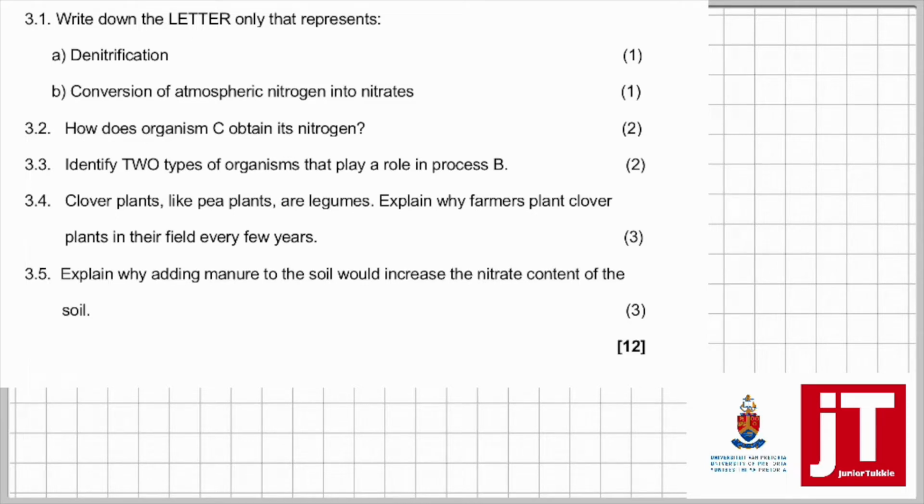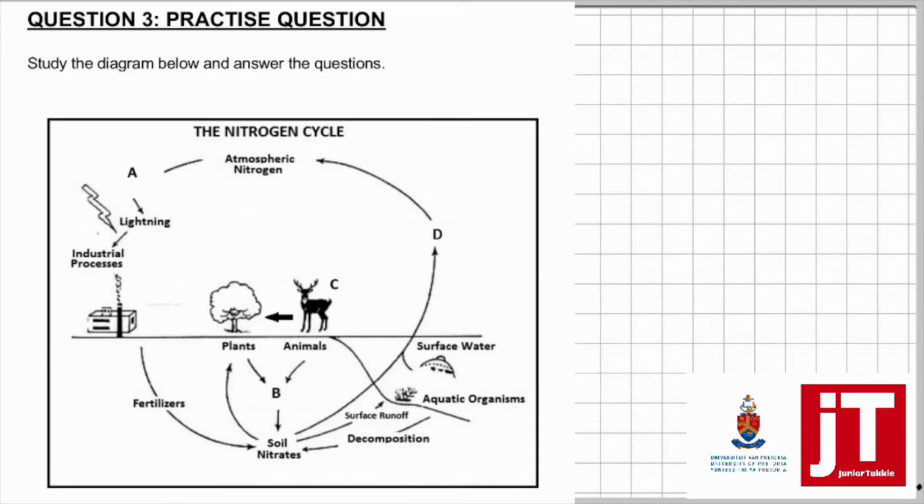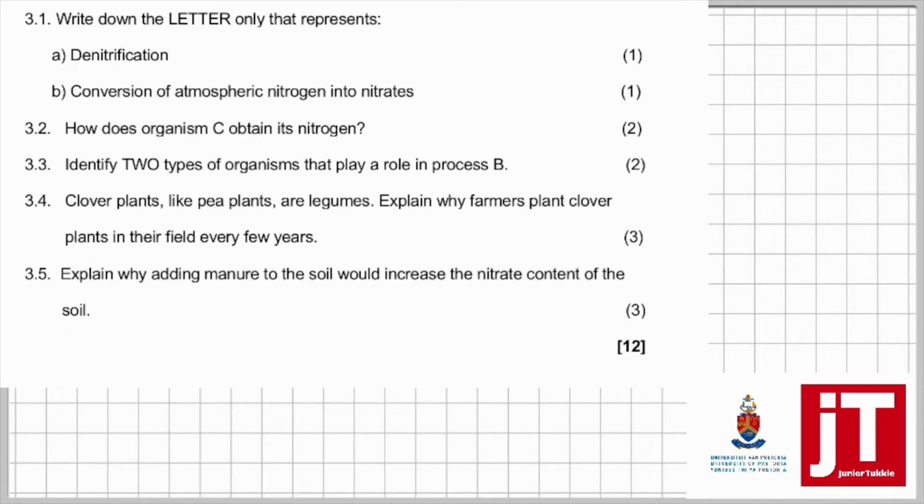Write down the letter only that represents denitrification. Now, if you look at your diagram, we should know that denitrification is when nitrates from the soil get converted into nitrogen. So this is basically where the process takes place to nitrogen in the atmosphere, and we can see that that letter there is letter D.